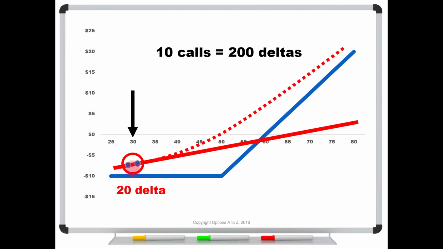So that means that if we have 10 call options, you shouldn't really say that you have 1,000 deltas or exposure as if you had 1,000 shares. It's behaving more like 200 shares. 20 deltas, or 20%, times the 1,000 shares that you control is more like 200 deltas.